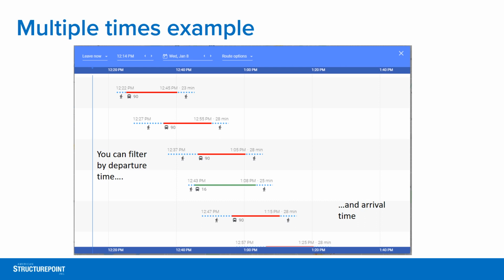Now, I want to emphasize that the Google Maps Trip Planner, Trip Builder, is one example of an application that uses an agency's GTFS data. There are many trip building applications that operate similarly. The Google one is, I believe, the most popular.